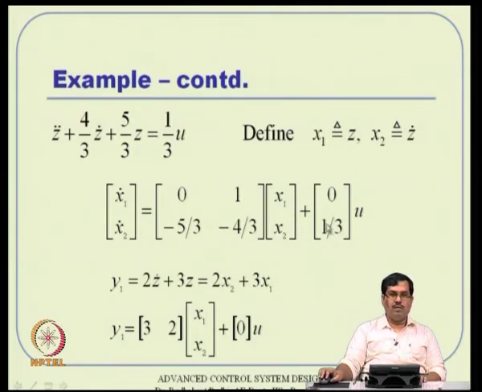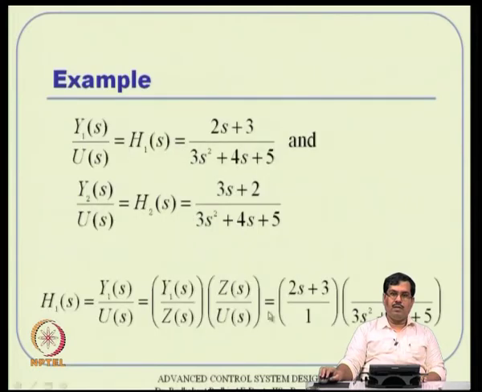So, that is 1 by 3 comes here, minus 4 by 3 into z dot, that is z dot is x2. So, that is where it is, minus 5 by 3 into z actually, that is why it comes here. So, this expression is given like this, x1 dot, x2 dot together like that. Then the output equation is given as 2 times z dot plus 3 times z, right, 2 times z dot plus 3 times z actually.